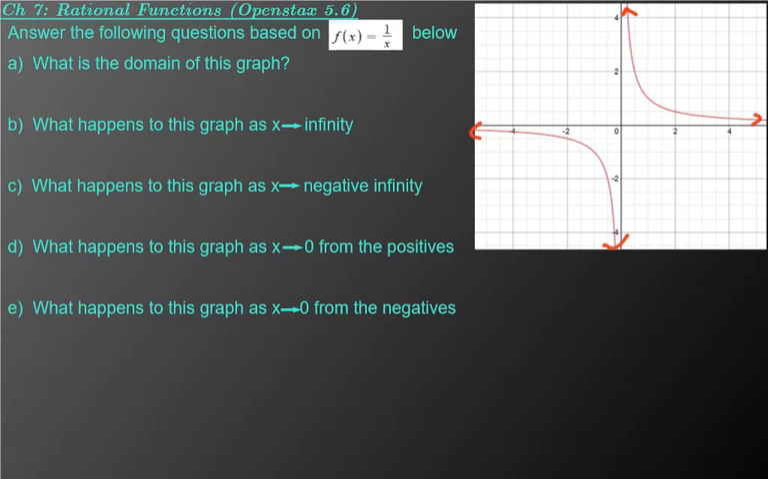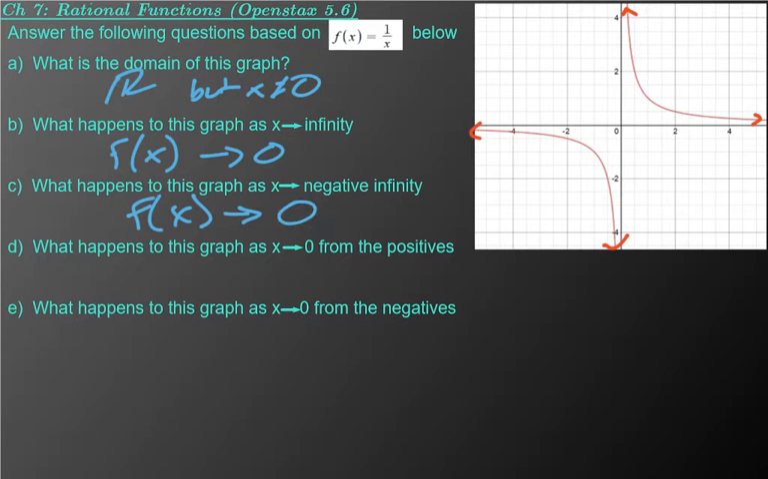But you can also just get the domain by looking at this, right? There's only one number in the world that you can't include in this function, and that's when the bottom is 0. So the domain in this one is all reals, but x cannot be 0, okay? And as we look at the graph, as x goes way out to infinity, we can see that the function value, the output, goes to 0. As we go to negative infinity, likewise, we can see that the output value goes to 0 again. We're getting closer and closer to the x-axis.